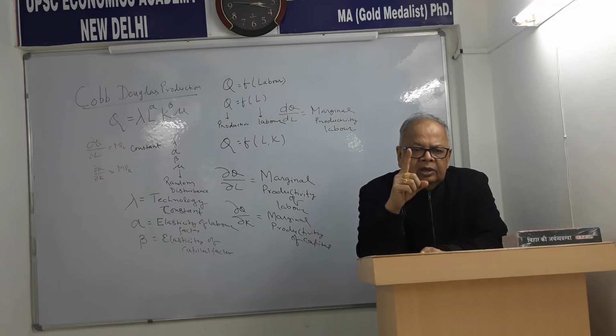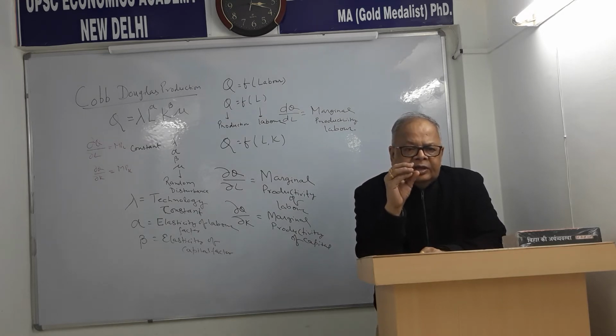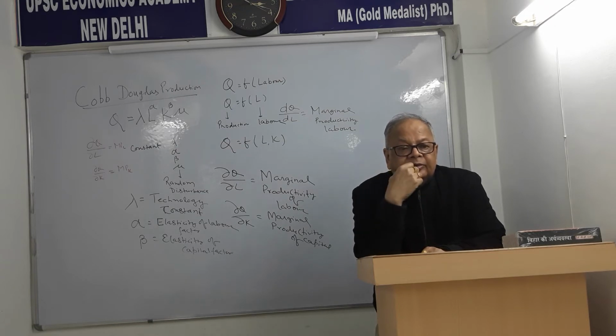Number 1, law of increasing returns. Number 2, law of constant returns. Number 3, law of diminishing returns. When one factor is variable and other factors are constant, then laws of returns will operate. So in the beginning, if you increase labor by 10%, production will increase by more than 10% because of economies, more economy in the starting period.